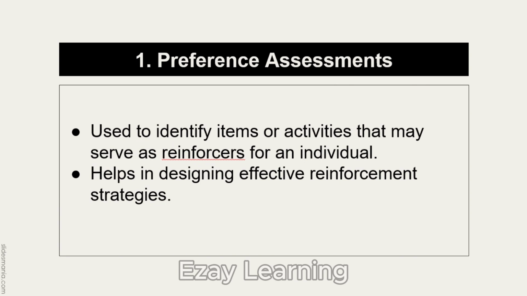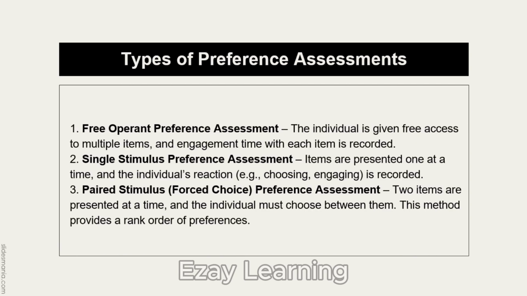This is used to identify items or activities that may serve as reinforcers for an individual, and helps in defining effective reinforcement strategies. So you are finding out what could be the potential reinforcement for the client. Remember that preference assessment does not give you the reinforcer of the client. It identifies what could be the potential reinforcer for the client, and you can use that in designing an effective reinforcement strategy. There are 5 main types of preference assessment.